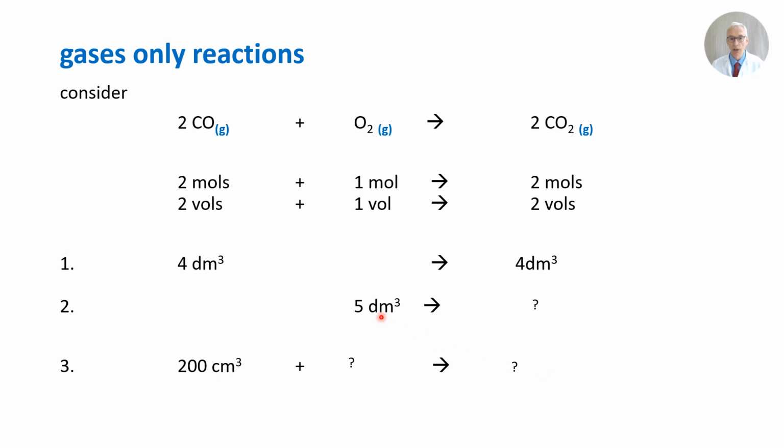Okay, so 5 decimeters cubed, it's a 1 volume to 2 volume ratio, so we would have 10 decimeters cubed formed of carbon dioxide. 5 forms 10. 1 volume forms 2 volumes. Question 3, well, 200 centimeters cubed would react with 100 centimeters cubed of oxygen to make 200 centimeters cubed of carbon dioxide. It's a 2:1:2 volume ratio.